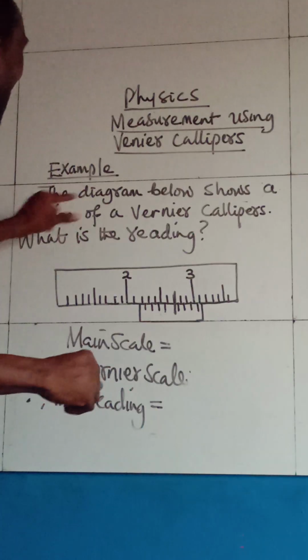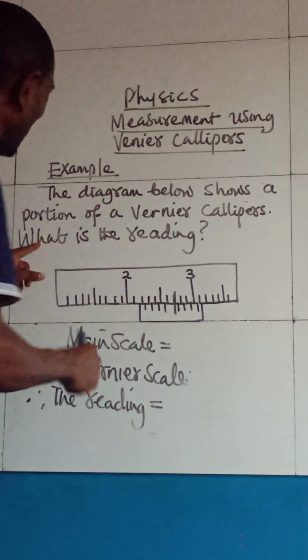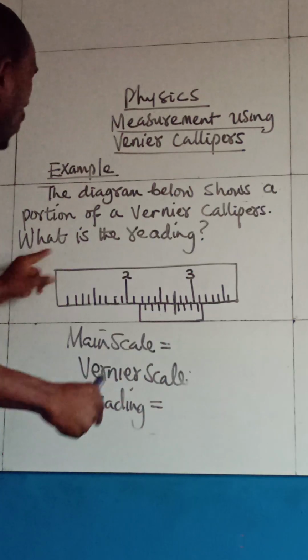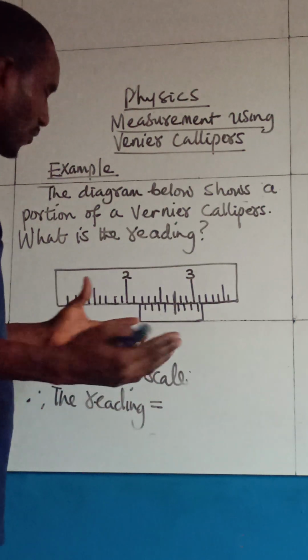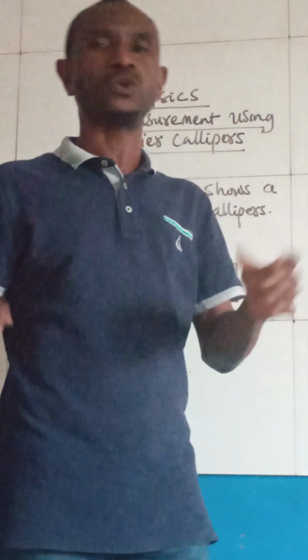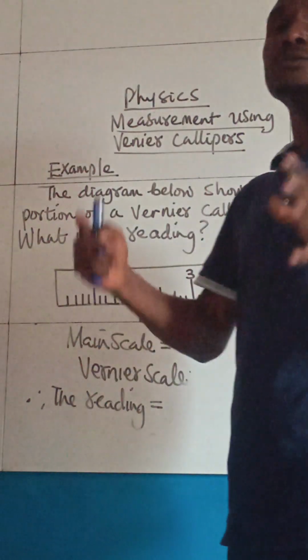Look at this example. The diagram below shows a portion of a vernier caliper. What is the reading? Look at the portion. So how do you read from this? That's the issue, so I want to show you how to read.